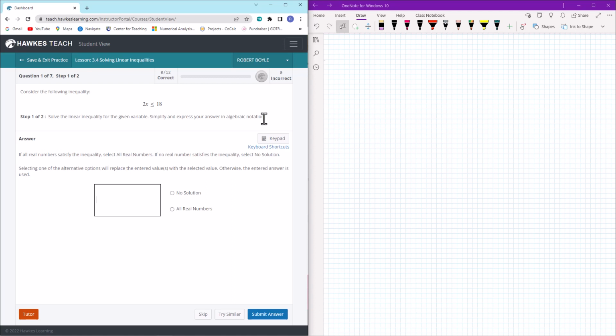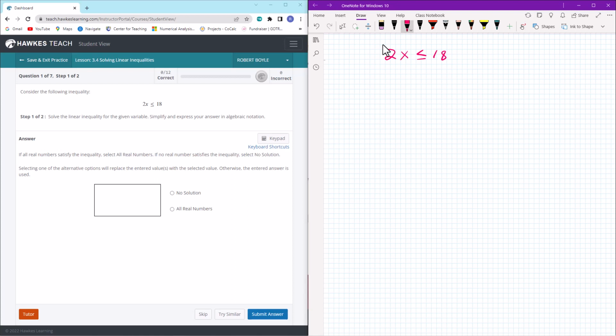Over here, I have my OneNote, which I'm using as my little workspace. The first thing I'm going to do is write down the inequality. It is 2x is less than or equal to 18. Now notice there's nothing to simplify. There are no terms to move around because the terms with the x's are over here. The only thing we need to do is get rid of the coefficient, and that requires division.